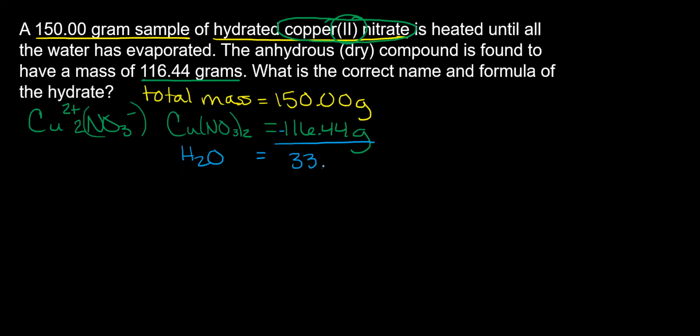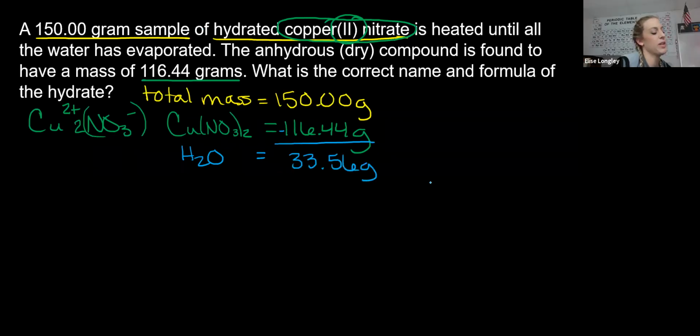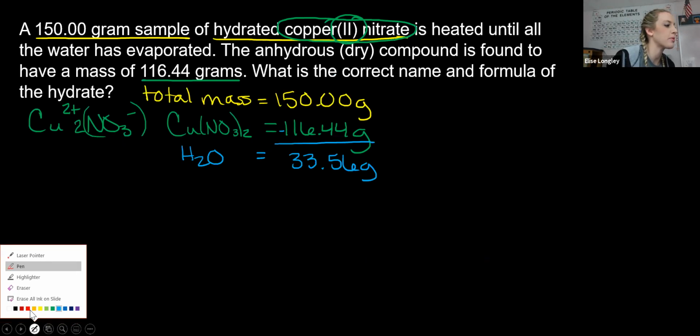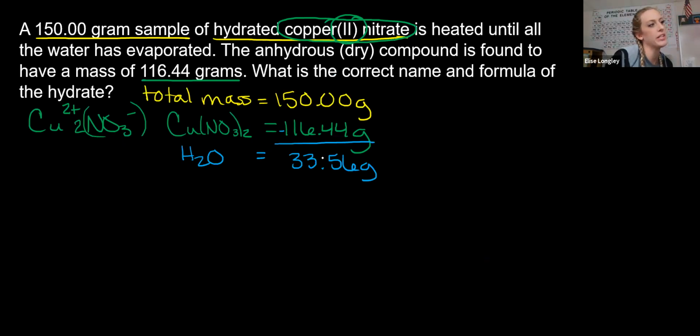33.56. Love it. 33.56 grams of water. And I love that you said anhydrous correctly. Anhydrous is just without hydrate or without water. So that's why it's dry. Awesome. I have all my masses. Now I can do this like a percent composition problem, or an empirical formula problem, I should say. So how do I start?